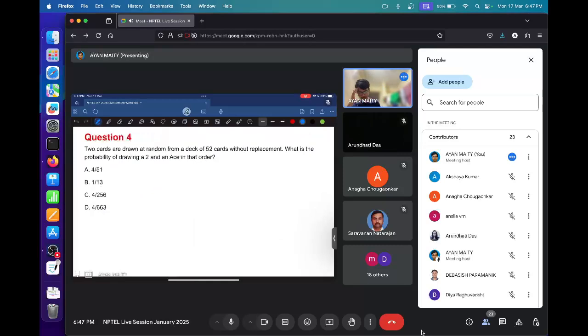Now question 4. Two cards are drawn at random from a deck of 52 cards without replacement. What is the probability of drawing a 2 and an ace in that order? So in this order, first a 2 is drawn and then an ace is drawn without replacement. What is the probability of that?